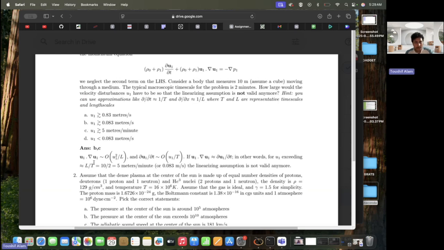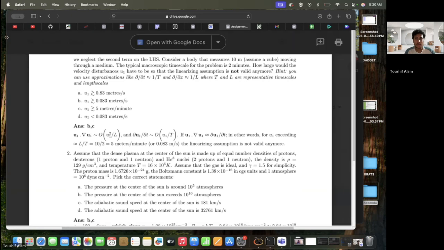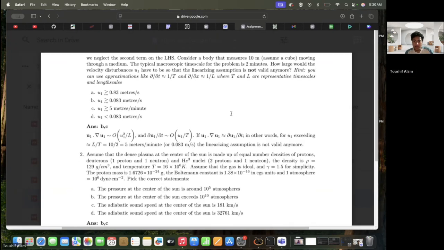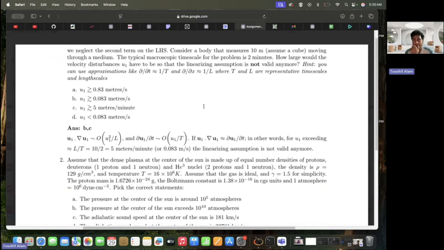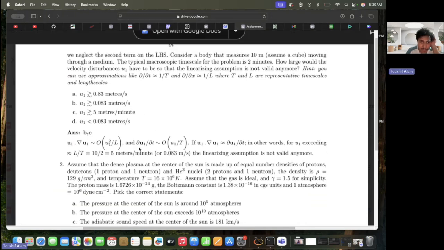Suppose that u1 dot grad u1 is of the order of u1 squared by L, right? And del u1 del t is u1 by T. In other words, for u1 exceeding L by T, 10 by 2, so 5 meters per minute. Okay, so option C, or 0.083 meters per second. Both are the same, just a minute conversion.